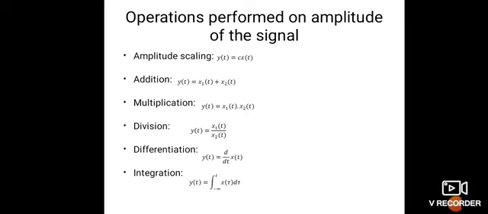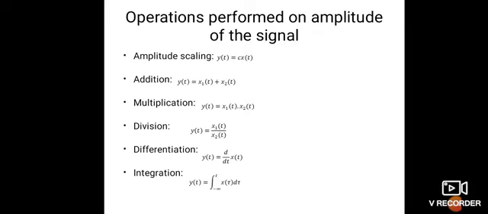Next, addition. In case of addition, at least we need 2 signals. Suppose I am saying 2 plus 3, at least we need 2 values, one is 2 and one is 3. Similarly, if we are going to add signals, we need 2 or more signals. So y(t) = x1(t) + x2(t).